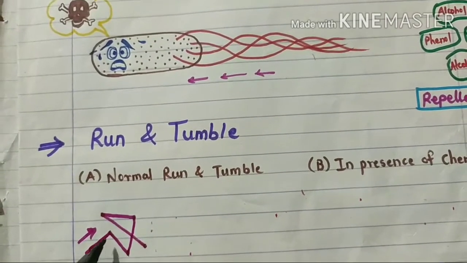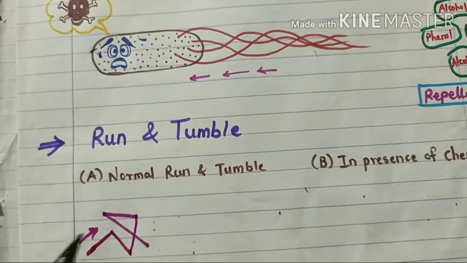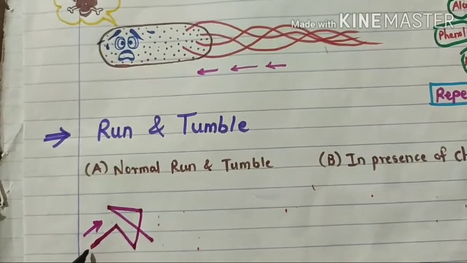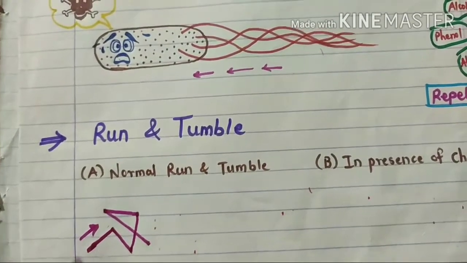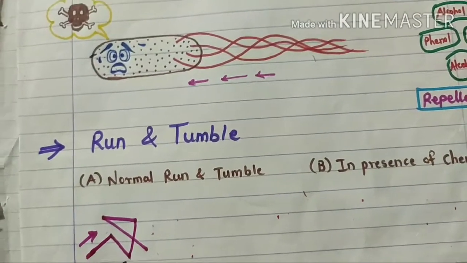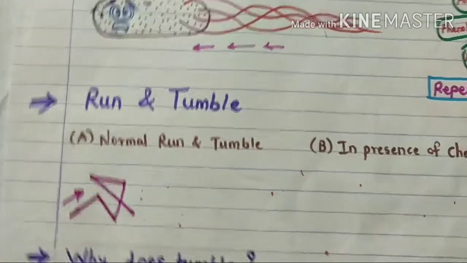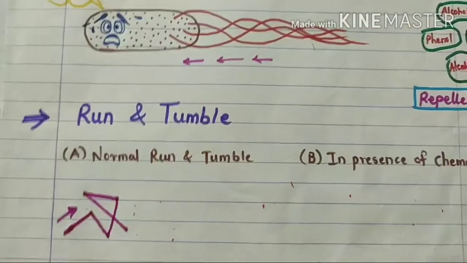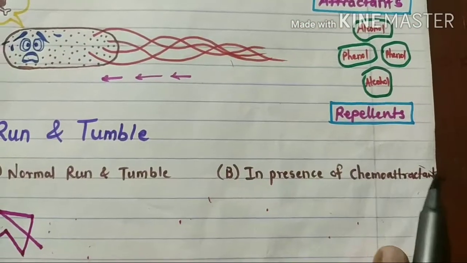So this change in direction is known as tumble. This normal run in a straight line is the run. And this change in direction is known as tumble. So this is the normal run and tumble behavior of a cell. So what happens to this run and tumble behavior when the cell is in the presence of chemoattractant?